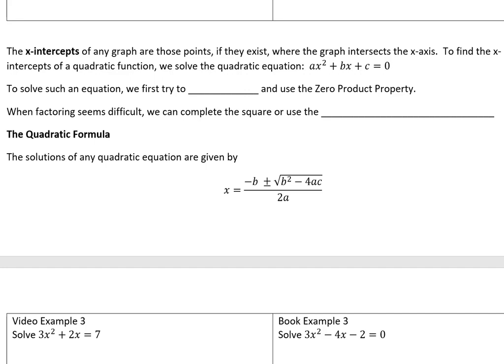When we solve that equation, we first try to factor, and then use the zero product property to solve each factor for 0. But when factoring seems difficult, then we can either complete the square or use the quadratic formula. The quadratic formula is given to us right here. x is equal to negative b plus or minus the square root of b squared minus 4ac, the entire thing over 2a. We're going to use that now to solve video example 3.